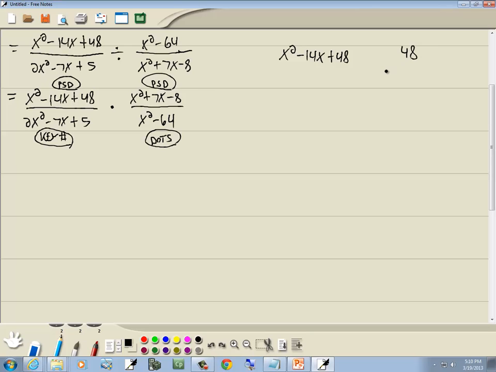PSD: take our number at the end, 48, and come up with our three columns. We've got 1 times 48, 2 times 24, 3 times 16, 4 times 12, 6 times 8. Add them together: 1 plus 48 is 49, 2 plus 24 is 26, 3 plus 16 is 19, 4 plus 12 is 16, 6 plus 8 is 14. Subtract them: 48 minus 1 is 47, 22, 13, 8, 2. The number we're looking for is the number in the middle term, which is 14, which is right here, so we use 6 and 8.